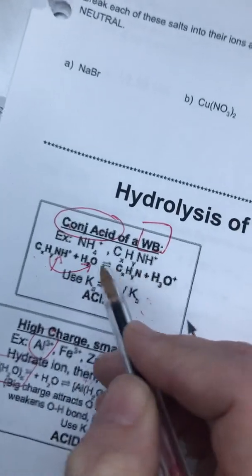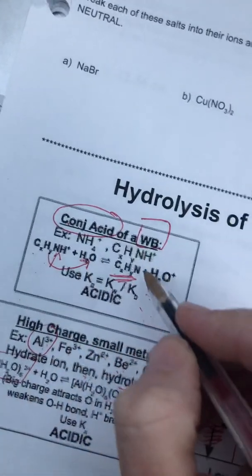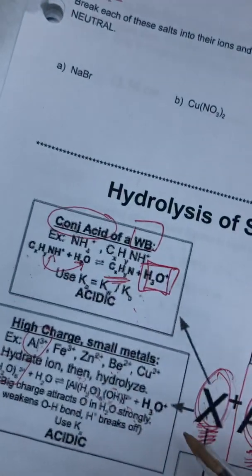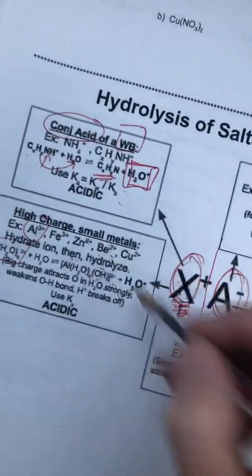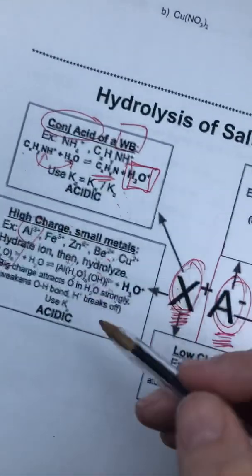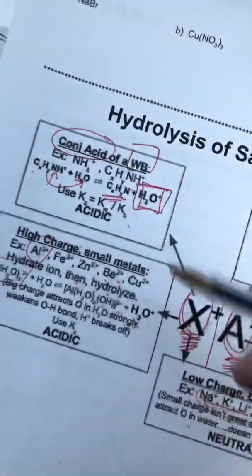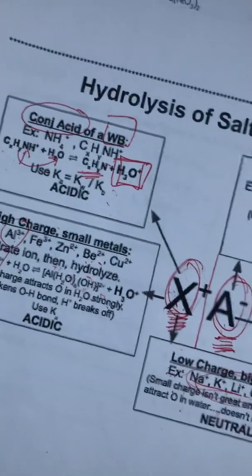Here's the base remade, because it donated that H, and there's my hydronium. So when that dissolves in water, it makes the solution acidic. Those are your only two choices. If it's a metal, these are neutral, these are acidic, highly charged. If it's not a metal, it has to be a conjugate acid from a weak base, and a conjugate acid makes the solution acidic. So that makes sense.